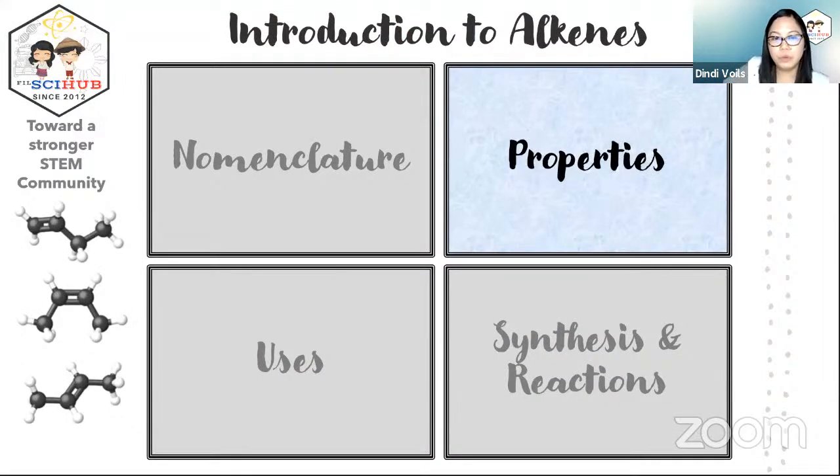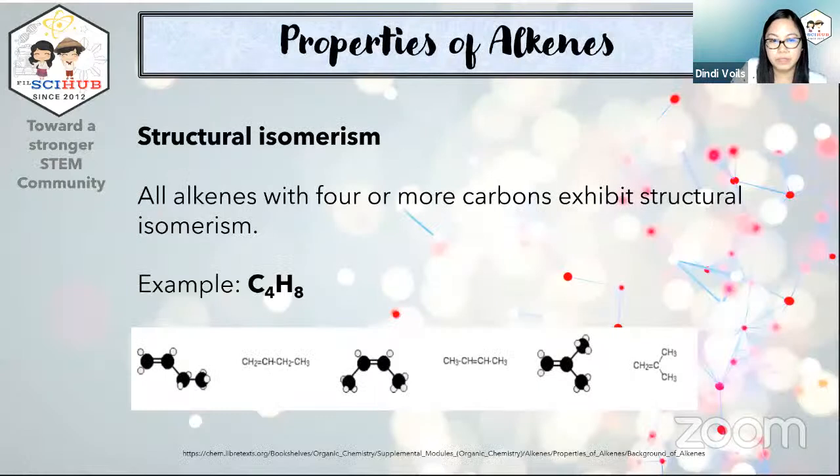All right, so that's it for nomenclature of alkenes. Let's proceed to properties of alkenes. So alkenes exhibit structural isomerism. So all alkenes with 4 or more carbons exhibit structural isomerism. So in other words, they will have the same formula, but they will have different connectivity. So sometimes your double bond could be on the terminal end or the terminal side. Sometimes it could be an internal alkene. And then it could also be a tertiary alkene.